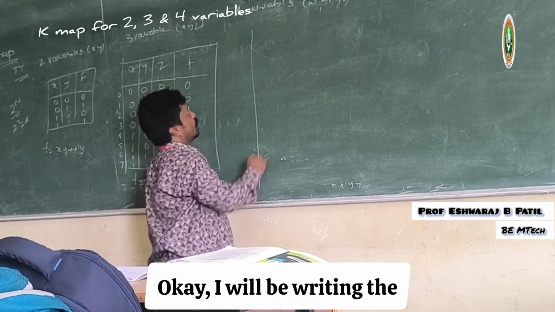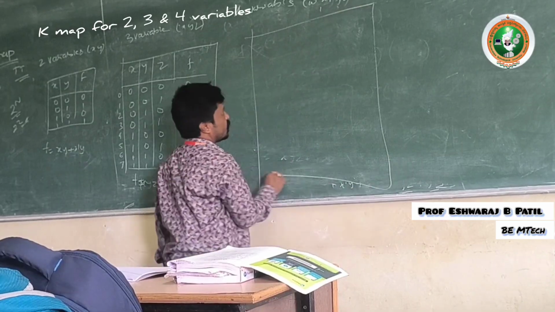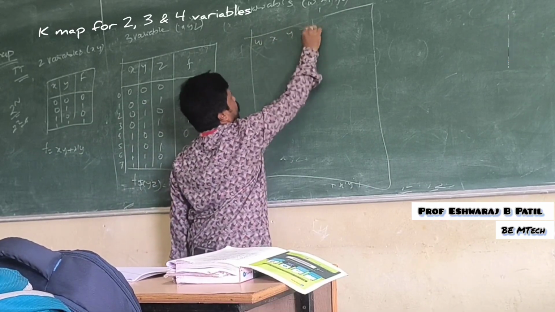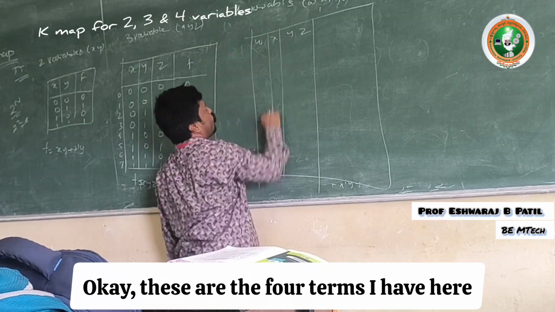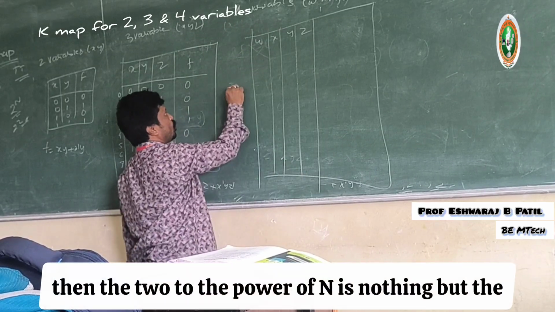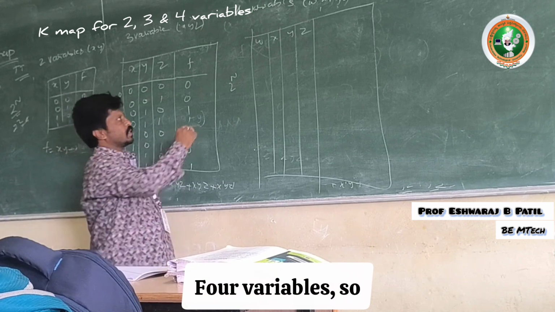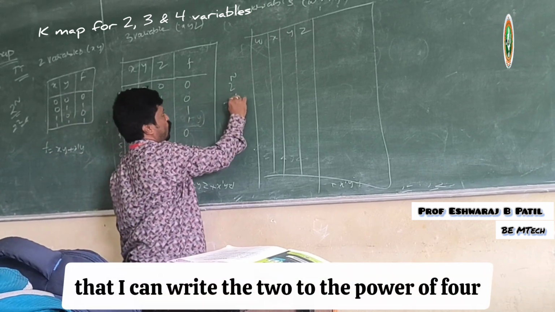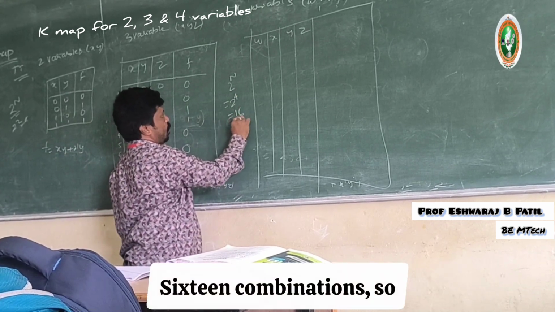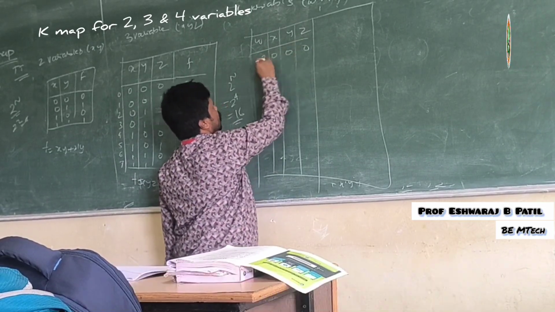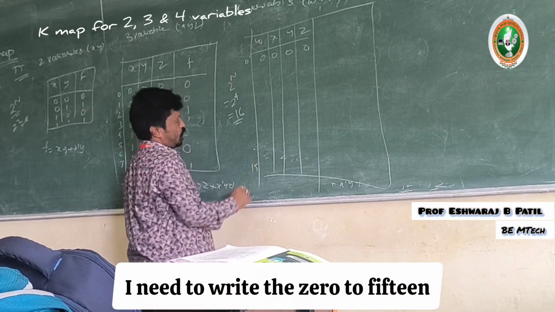Now I will write w, x, y, z. These are 4 variables. 2 to the power of n, where n is the number of variables: 4 variables, so 2 to the power of 4, which is 16 combinations. So I can write 0 0 0 0 and so on, from 0 to 15. I need to write 0 to 15.